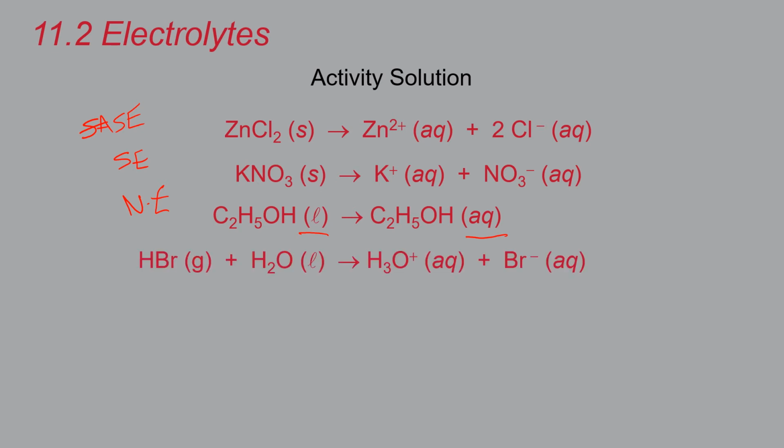And the last one was HBr. So this is also a strong electrolyte because it's a strong acid, and that was on your list of strong acids. And the reaction that it undergoes to make ions is analogous to the HCl example. So it reacts with water to form hydronium and a bromide ion.